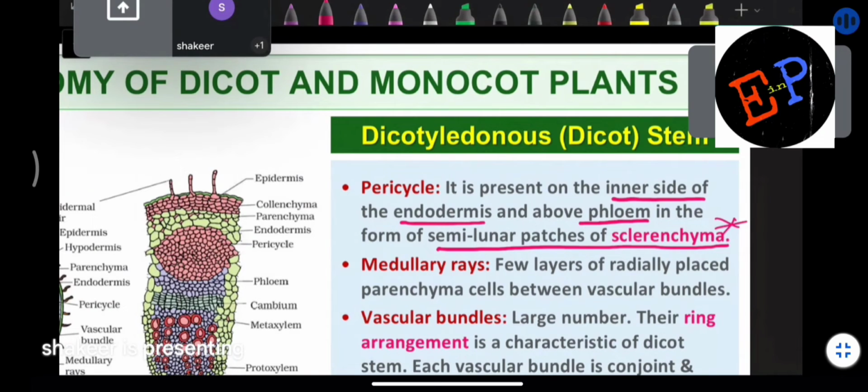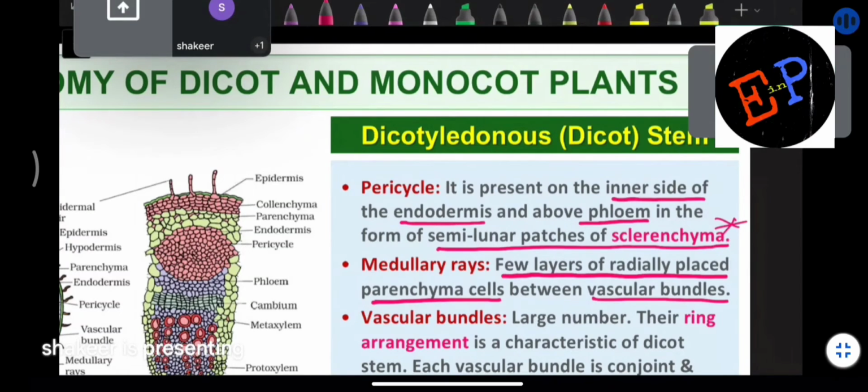Then we study about medullary rays. What is meant by medullary rays? Few layers of radially placed parenchymatous cells between vascular bundles. In between the vascular bundles, we have already drawn the diagram previously. So these medullary rays will be traveling like this radially, and they are responsible for water transportation also. So medullary rays are made up of what kind of cells? Parenchymatous cells, in between the vascular bundles.